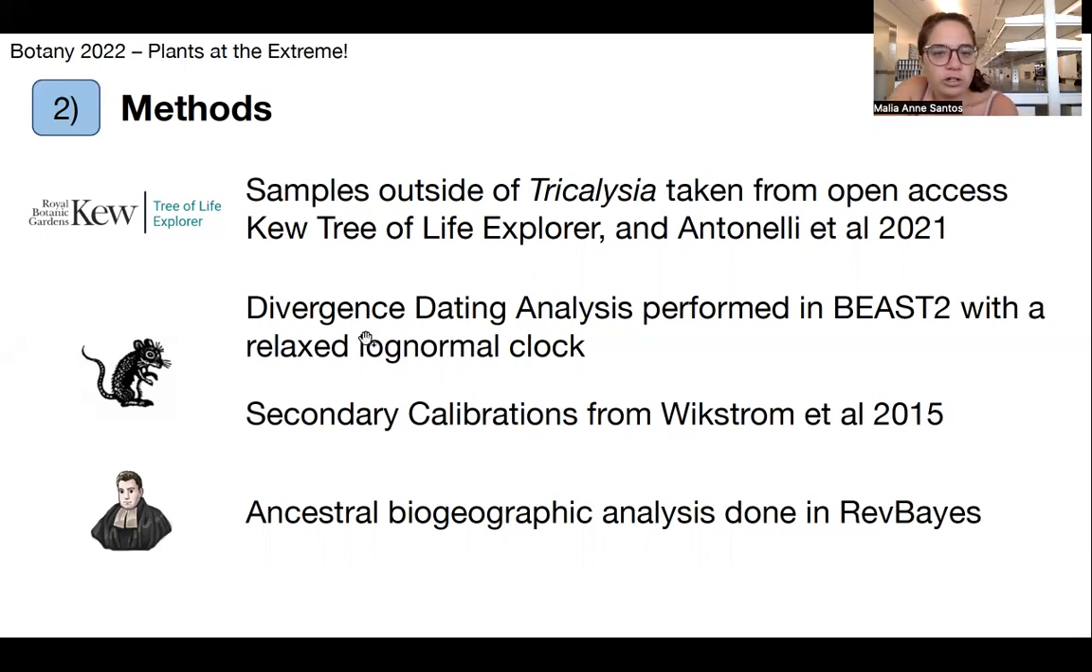Okay, so in order to date our tree, we used BEAST with a relaxed log normal clock, and we used the secondary calibrations from Wikström et al., which was the time tree of asterids. However, I do want to note that they did use fossils, and so even though we're using secondary calibrations, it's still from fossil data. And then we did the ancestral biogeographic analysis in RevBayes.